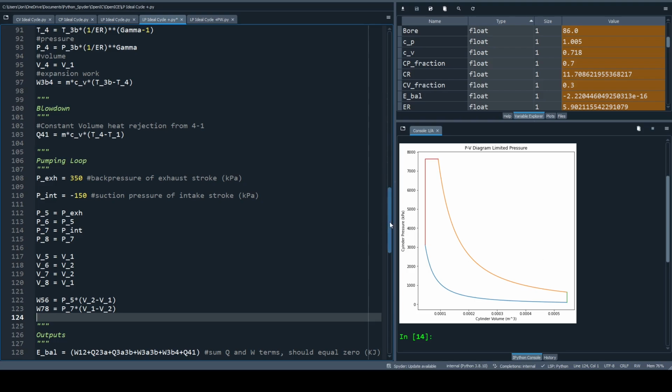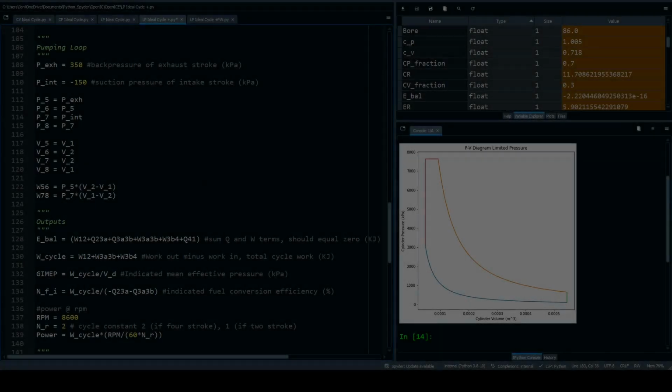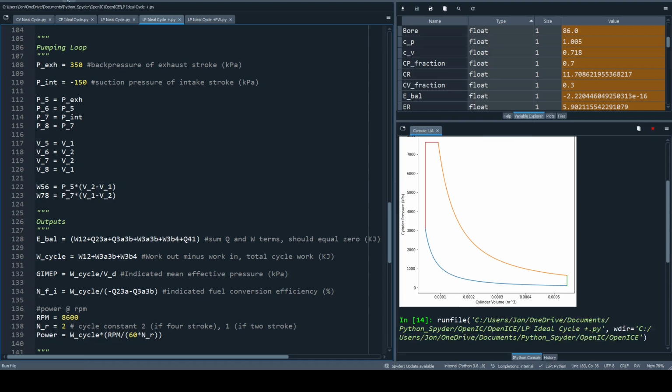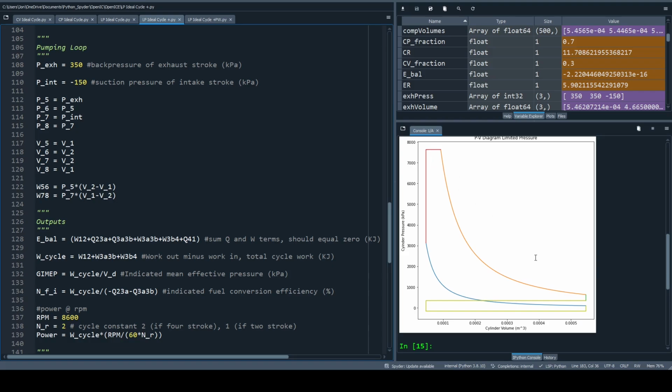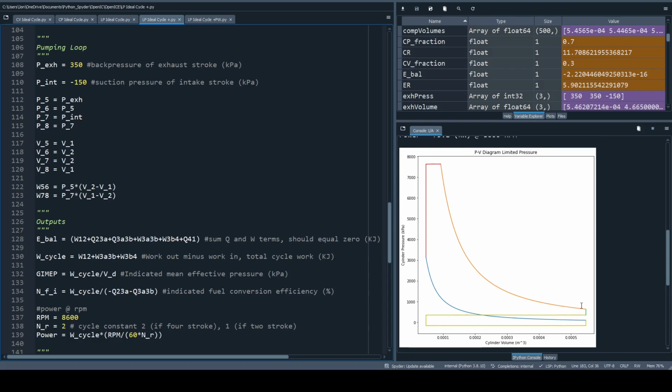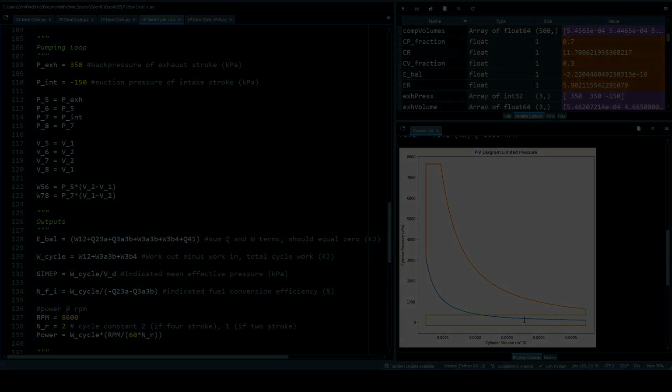Let me change something here. All I did now was change our graph output a little bit, just to make sure our plot still looks pretty. But if we run this, there we have a pumping loop. This is way more realistic than what we had before. It's going to start to look a little more like our real example of a PV loop. So we have the power loop now and the pumping loop.